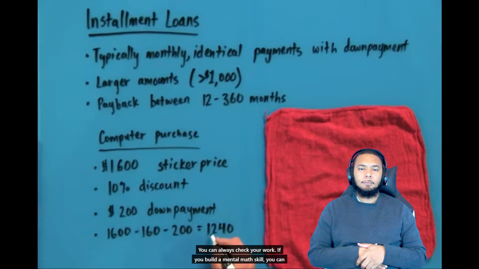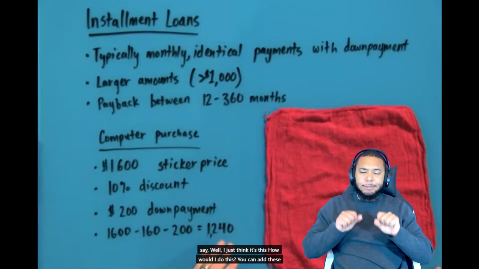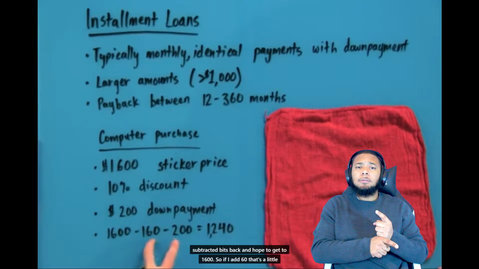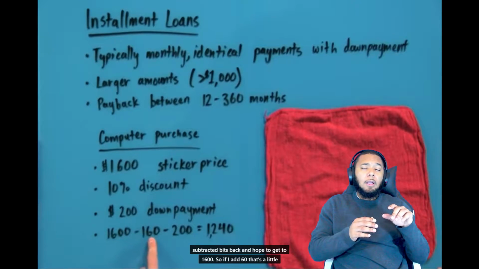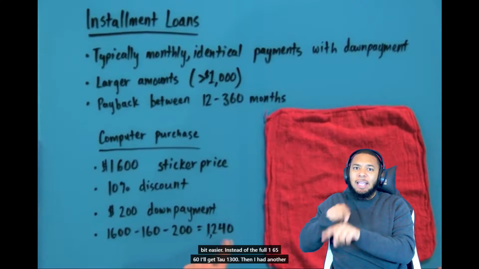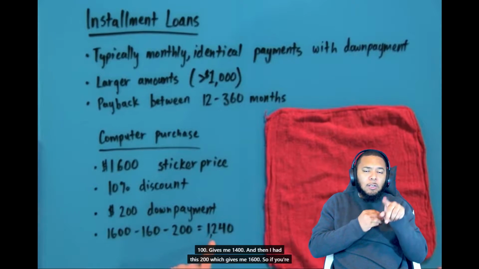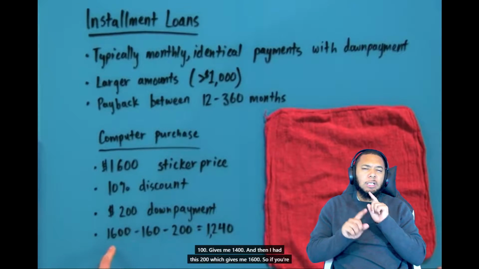All right, you can always check your work. To build a mental math skill, you can say, well, I think it's this. How would I do this? You can add these subtracted bits back and hope to get to 1,600. So if I add 60, that's a little bit easier instead of the full 160. If I add 60, I'll get to 1,300. Then I add another 100. That gives me 1,400. And then I add this 200, which gives me 1,600.